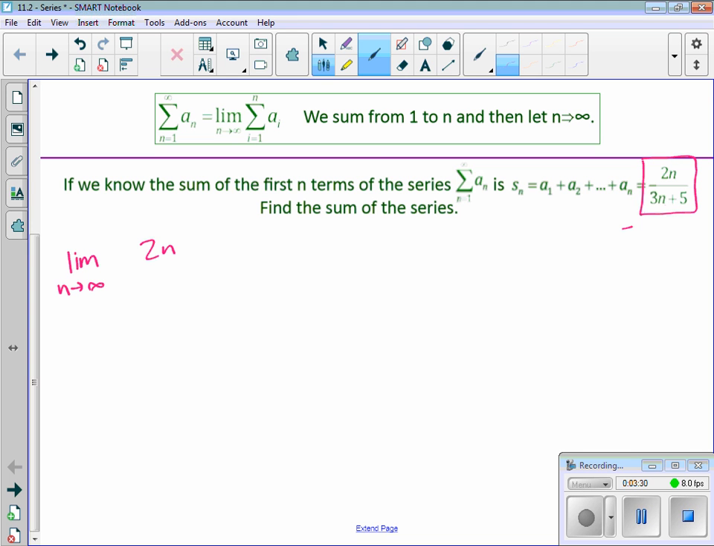So we've got our 2n over 3n plus 5. How can I take that limit efficiently? You can't split it when there's two things in the denominator. If we try to plug in infinity, we get infinity over infinity, so you can use L'Hopital. That's one way to do it. You can say it's infinity over infinity, therefore L'Hopital's applies.